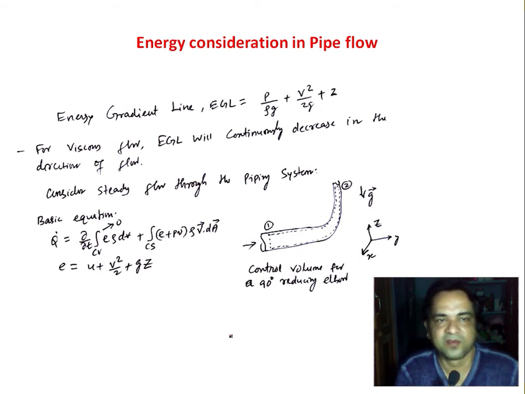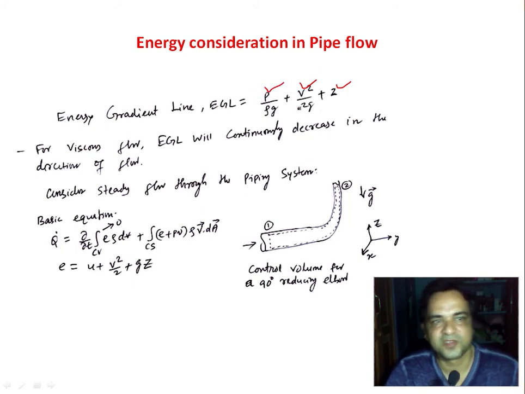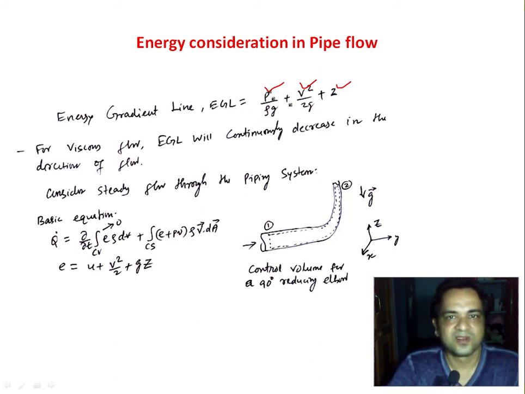From Bernoulli's equation, we see the total energy consists of the pressure head, the velocity head and the static head. This is the static head, this is the velocity head and this is the pressure head. Basically this is the summation of all forms of energies at a cross section. We will get different values for these quantities at different cross sections, and if we plot that along the length of the pipe, we will get the energy gradient line.